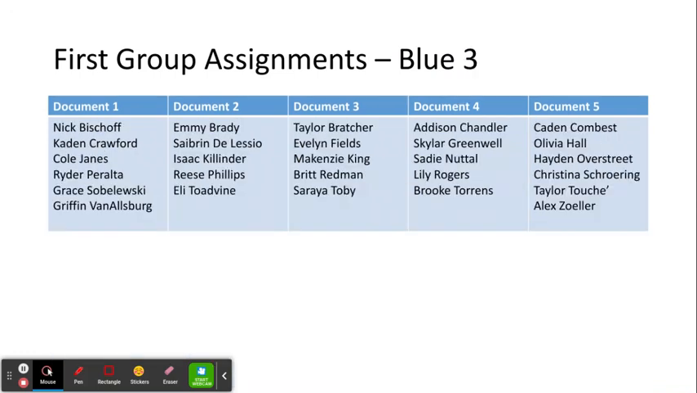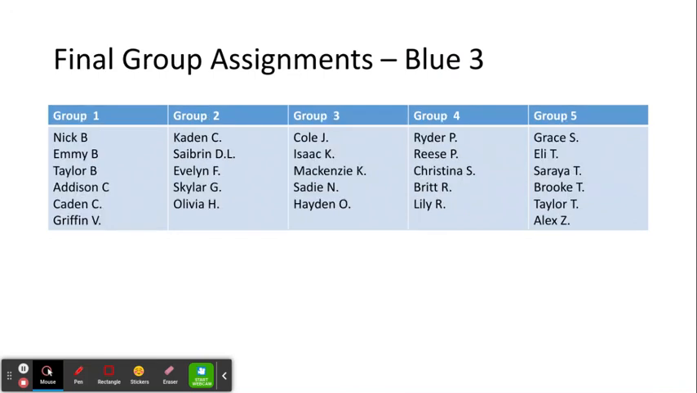If you're in Blue 1, our substitute teacher can go over your group assignments with you. If you are in Blue 3, here on the screen now, you can see your document assignments. You'll work on these for about 25, maybe 30 minutes until you've really mastered your document. And then what happens is, we go to all new groups that are made up of one member each from the original groups. And it is now your job to teach one another what you learned about the rights and freedoms that our founding fathers wrote for us.